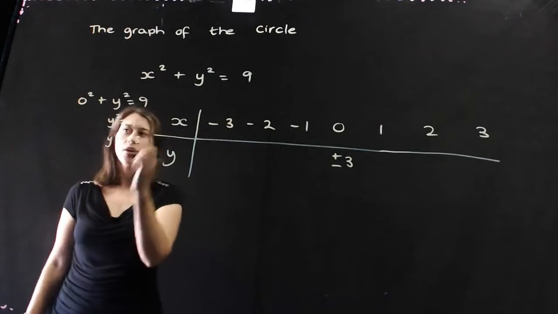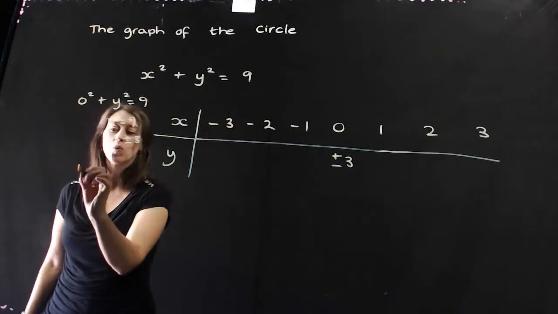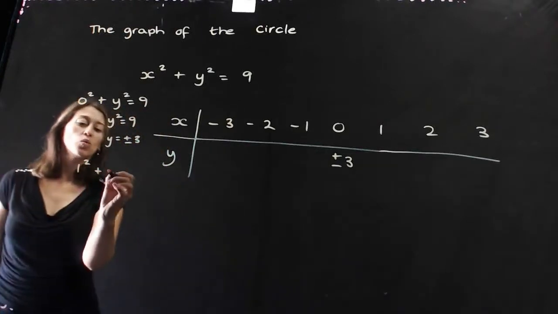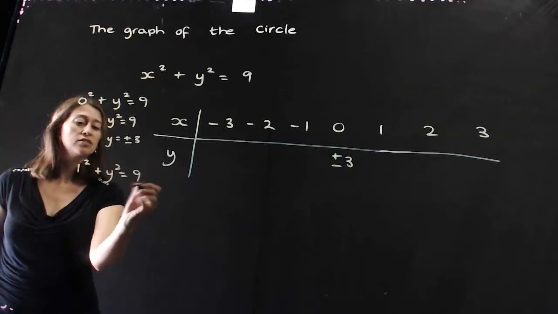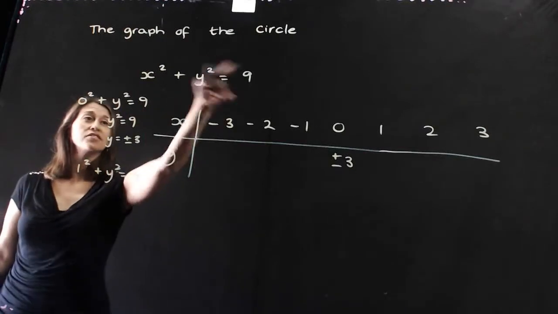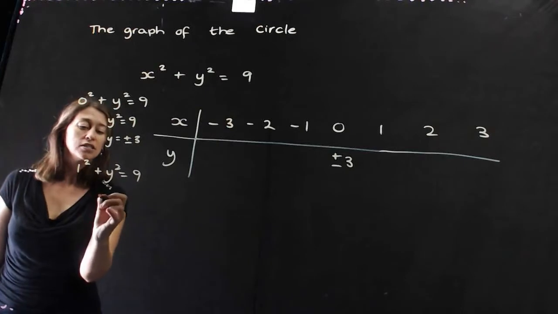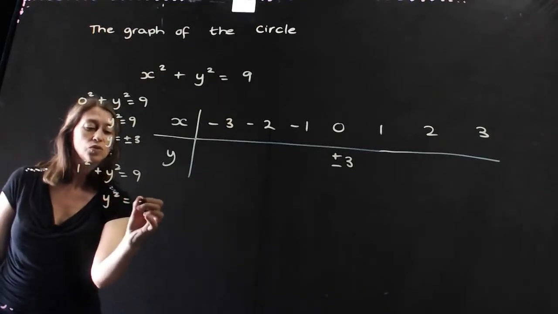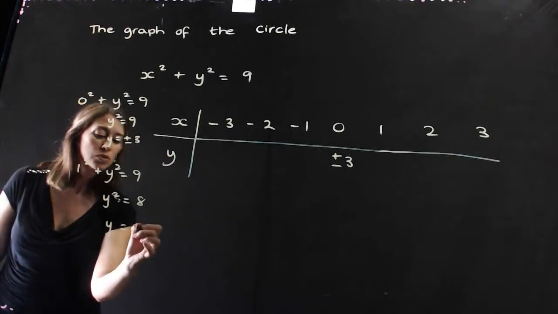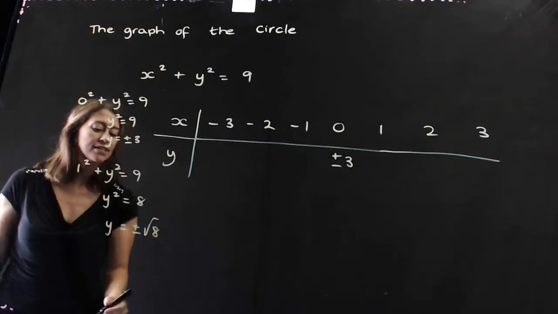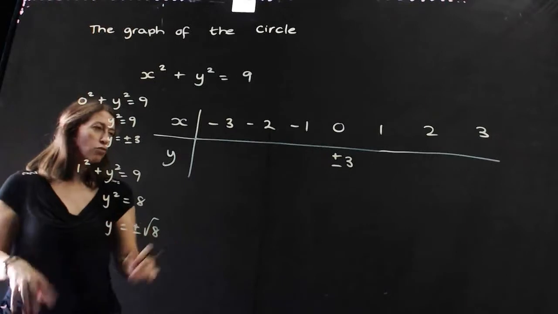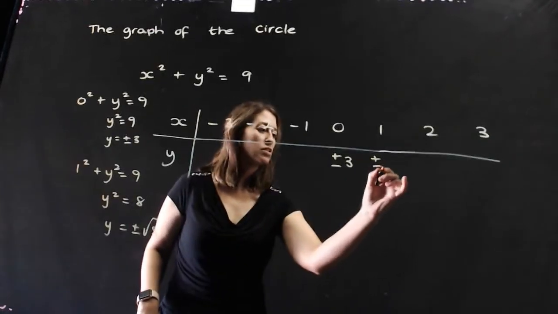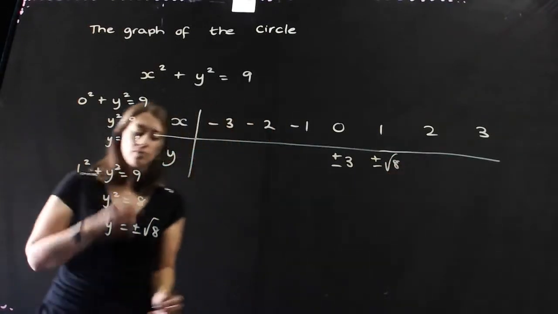It'll be interesting to see how it looks when we plot it. Now let's try for when x is 1. 1 squared plus y squared equals 9. So obviously I'm substituting the x into this equation, and when I subtract the 1 squared from the 9, I get y squared equals 8. So y equals plus or minus the square root of 8. Now we can leave it like that. We don't need to write it in decimal form, but it's plus or minus root 8.